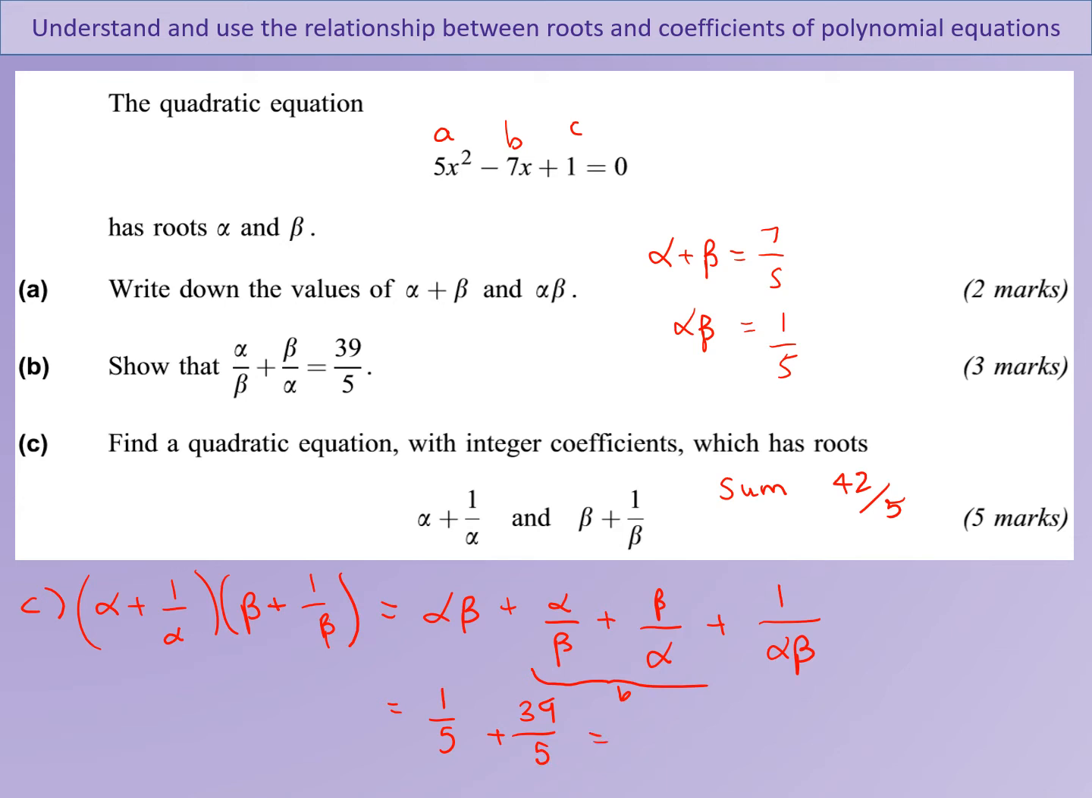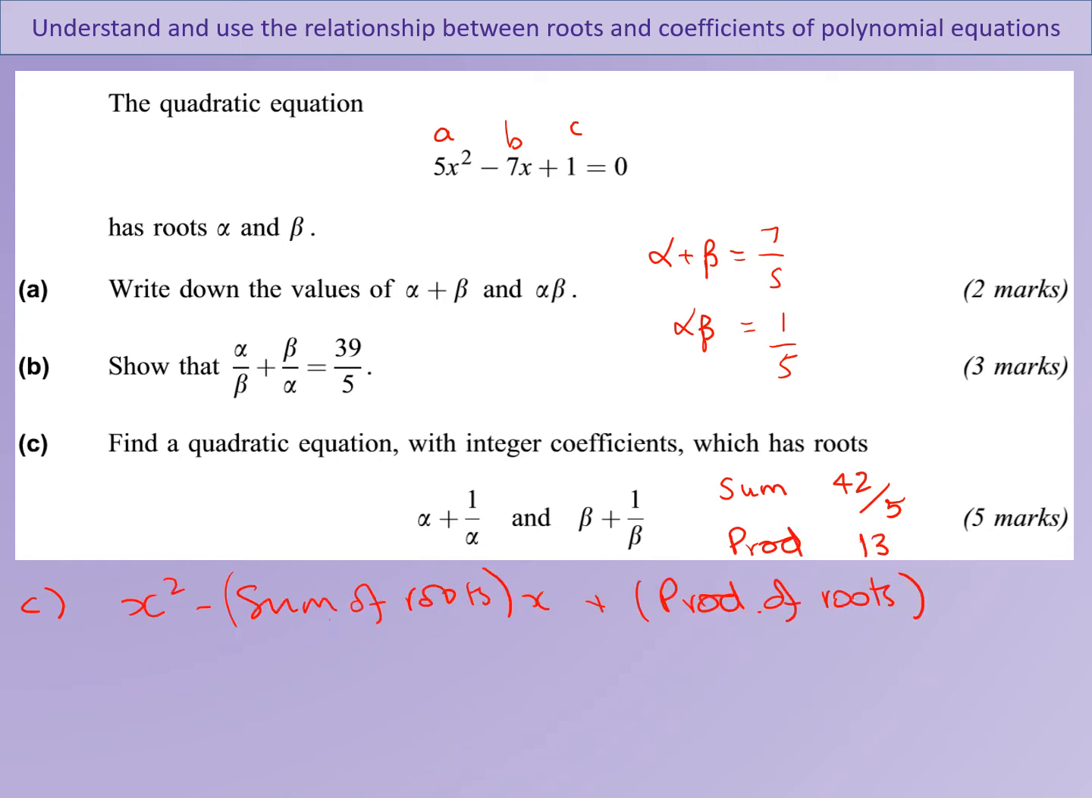And then the final one, so we are adding on 1 over alpha beta, which is 1 divided by 1/5, so that would be 5. And so we would have 40 divided by 5 from these first two terms, which is 8, and 5 from the last term, and so this would give us 13. And we can then substitute our sum and product with these new roots to be x squared minus 42 over 5x plus 13.